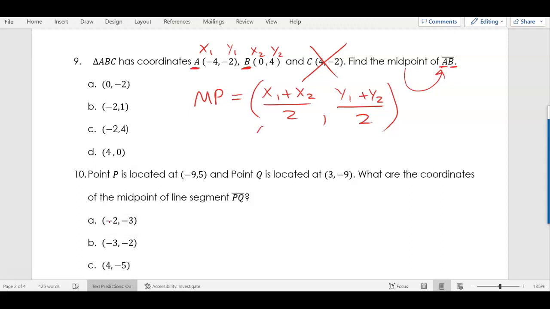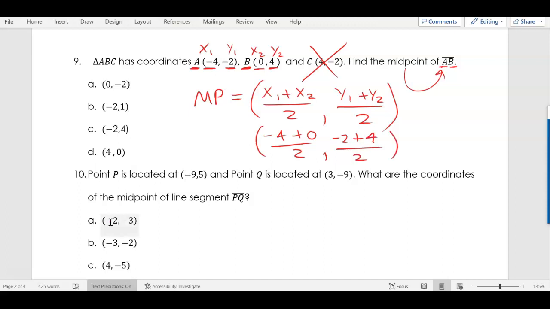So when I type this in, it's going to be negative 4 plus 0 divided by 2. Those are my x's, comma, and my y's, negative 2 plus 4. Notice how this one, you're adding them together and then dividing by 2.